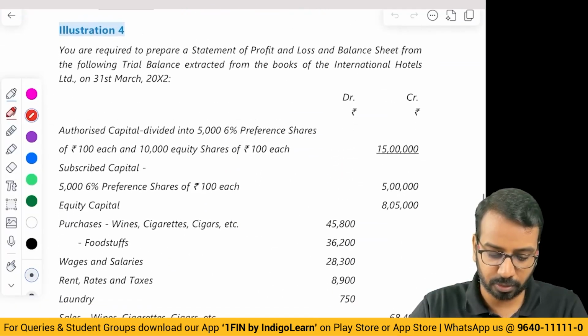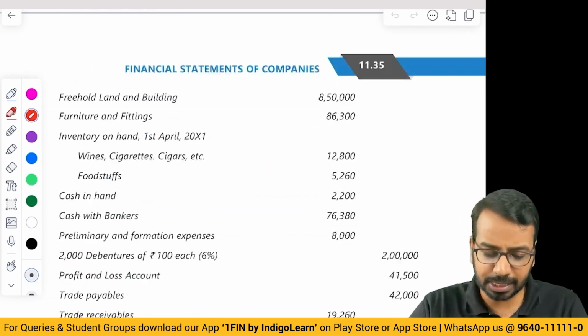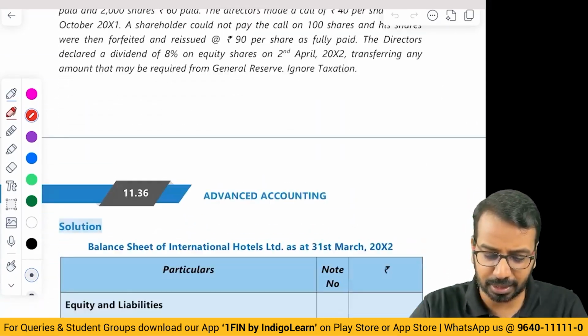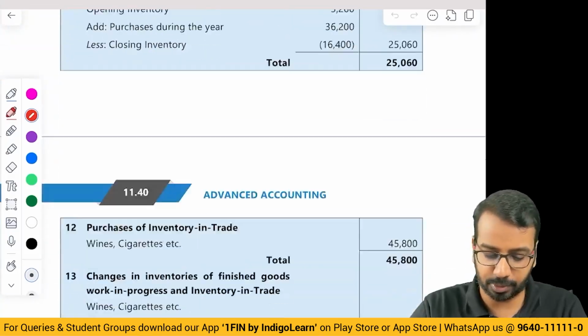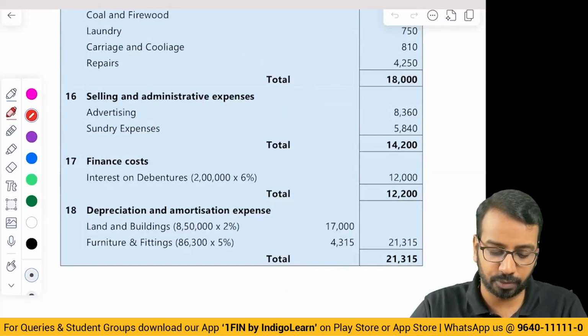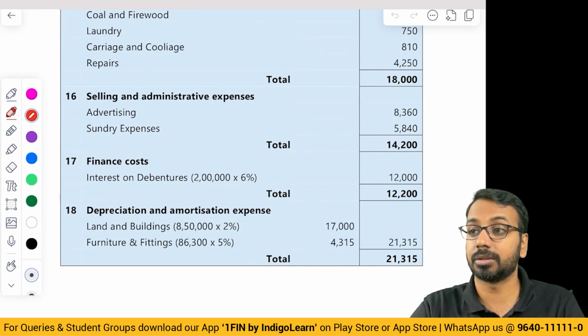Okay, so something like this. Very long question. Illustration 4. Just practice it once. Other than that, there is nothing you can do. If at all a long question comes in the examination, you will not have a question with 18 things.